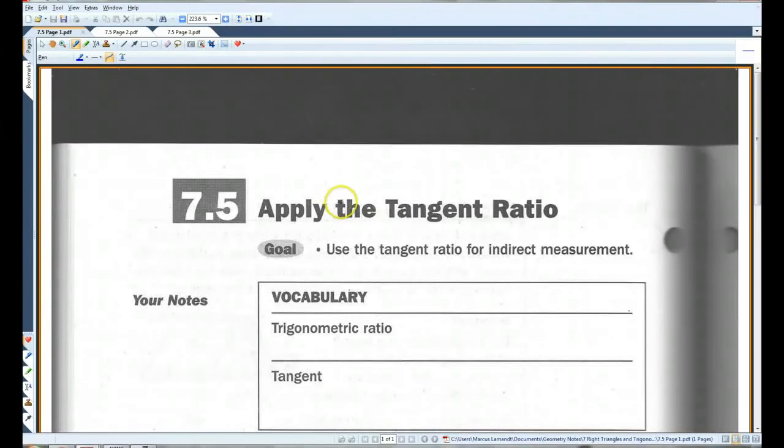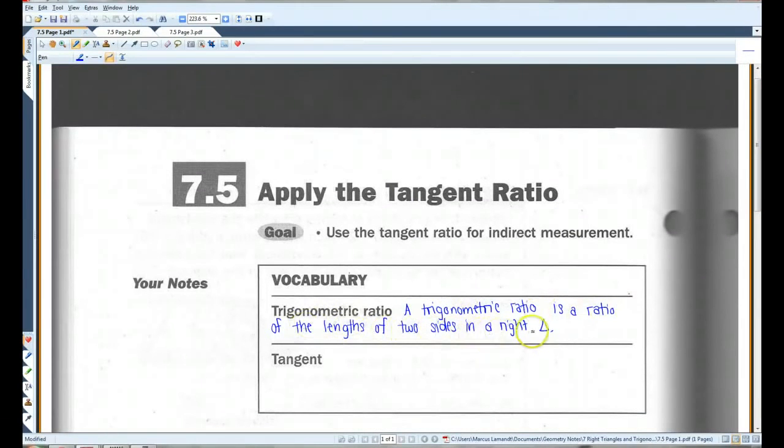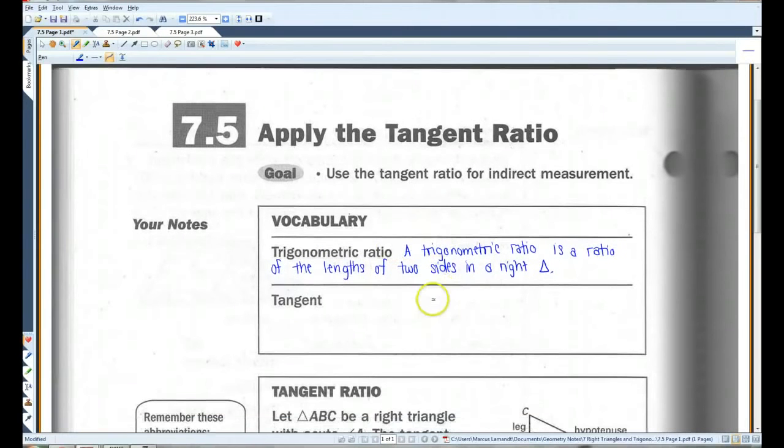Alright, 7.5. Apply the tangent ratio. Couple vocab terms to start. A trigonometric ratio is a ratio of the lengths of two sides in a right triangle. There are actually three trig ratios I'm going to have you learn in this unit. The first one is called tangent.